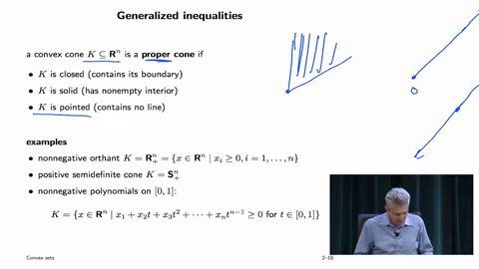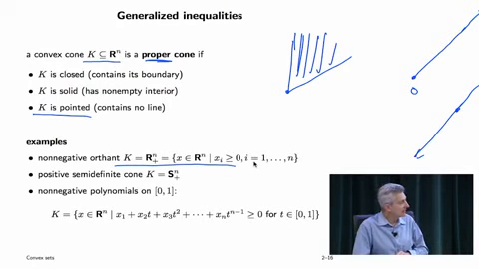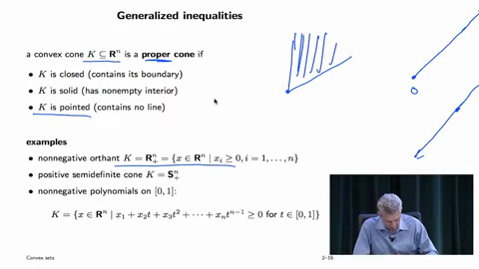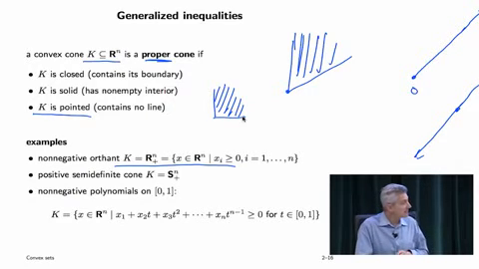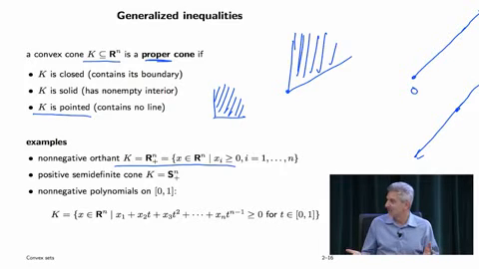Okay, so here are some examples. Non-negative orthant, right? It's denoted R plus to the n. You know, it's this set in R2. Positive semi-definite cone, that's pointed. Sorry, that's proper. Of course, it's pointed. Non-negative polynomials. So there you go. The set of coefficients of polynomials that are non-negative on some interval. That's a proper cone. Okay? It's a bit of an obscure one, but it is one. Okay? So these are proper cones.